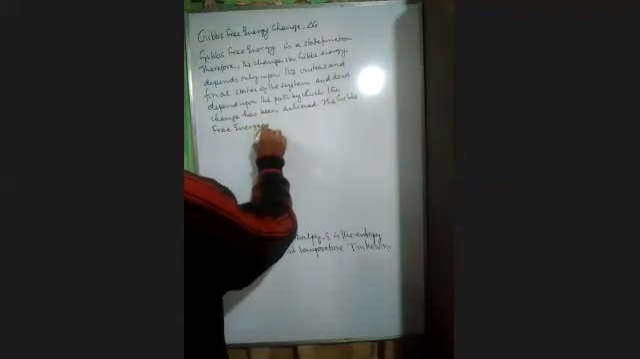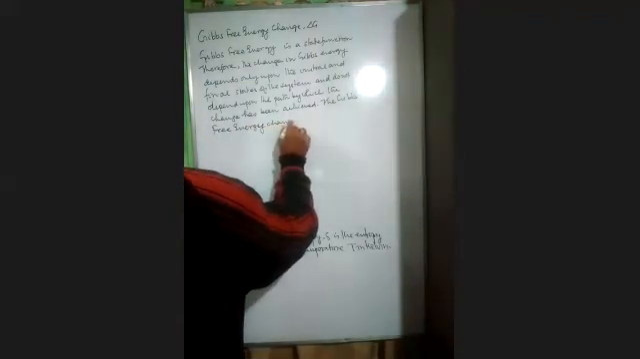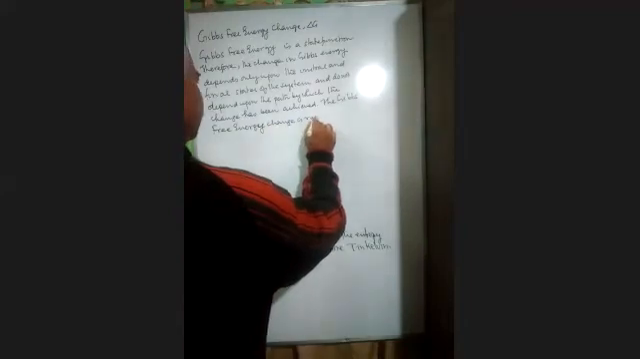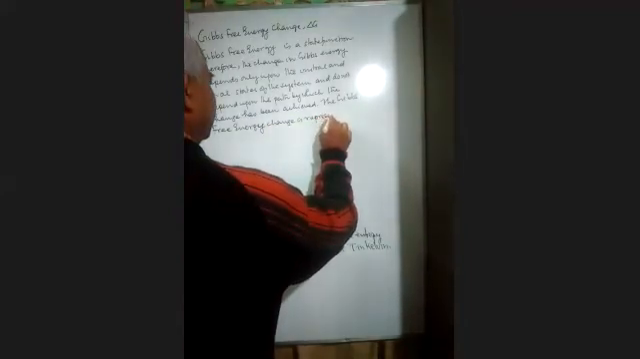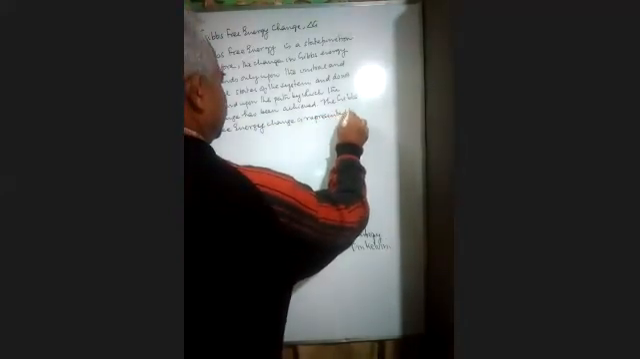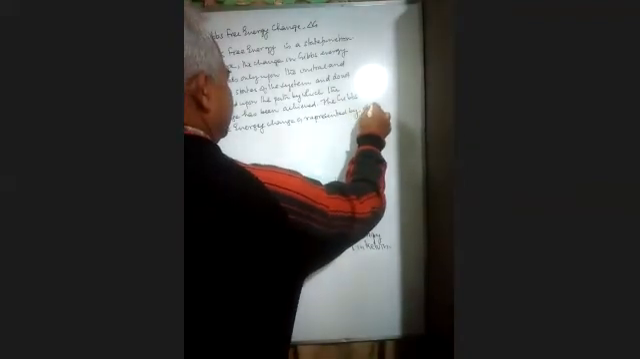Gibbs free energy change is represented by delta G.